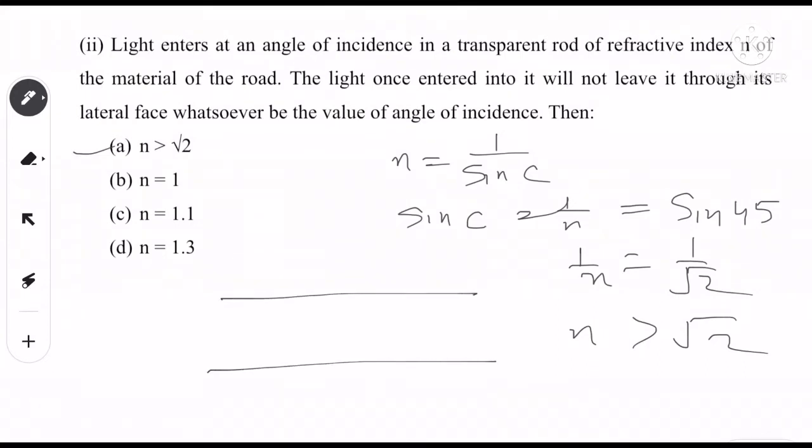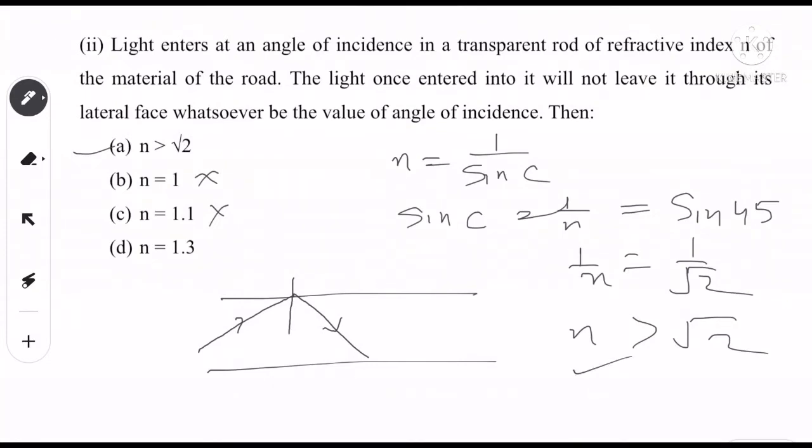Because the ray must suffer total internal reflection, n is equal to 1 is not possible. N is equal to 1.1 is not possible, and we have to select the answer from A and D. So by this relation, n is equal to 1 upon sin C, this will be nearly or greater than under root 2.